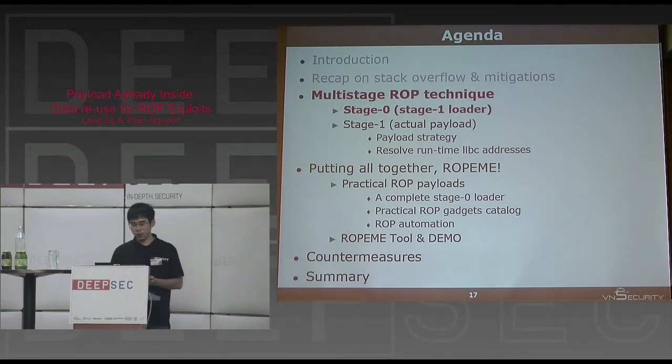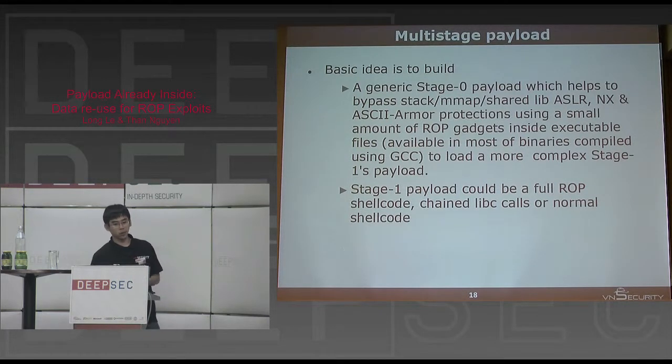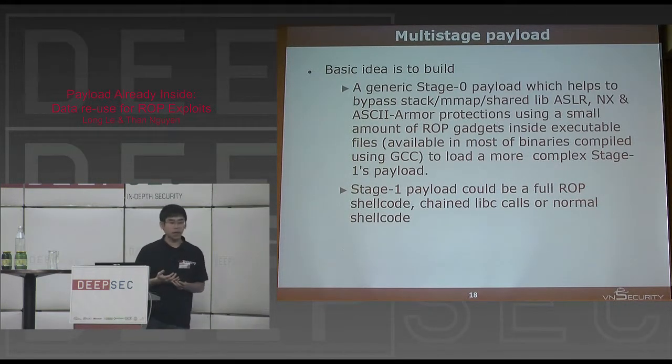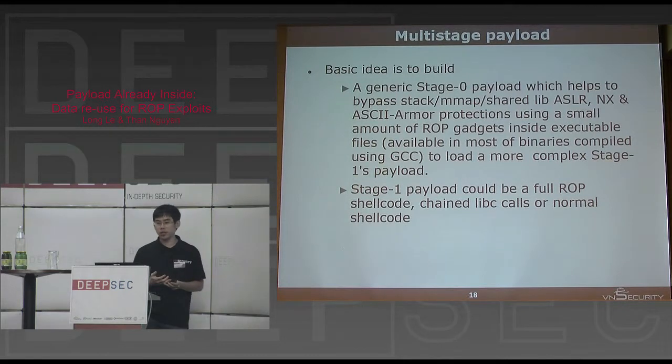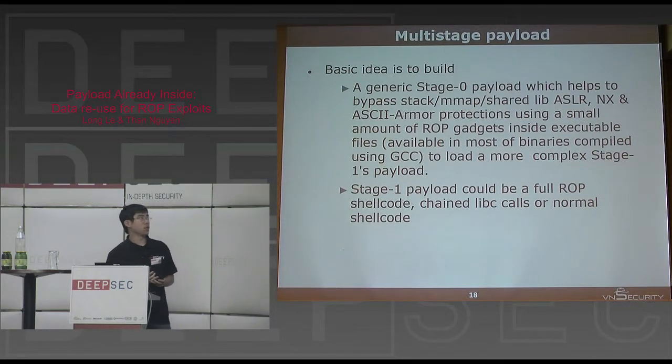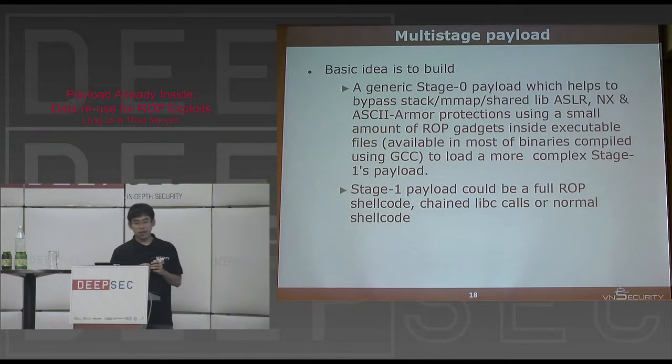Now I will move on to the next topic, the combination techniques, where we try to bypass some of those protections. The basic idea is to build a generic stage0 payload that helps bypass stack and memory mapping randomization, NX, and ASCII-Armor protection, using a minimum number of ROP gadgets inside the binary.